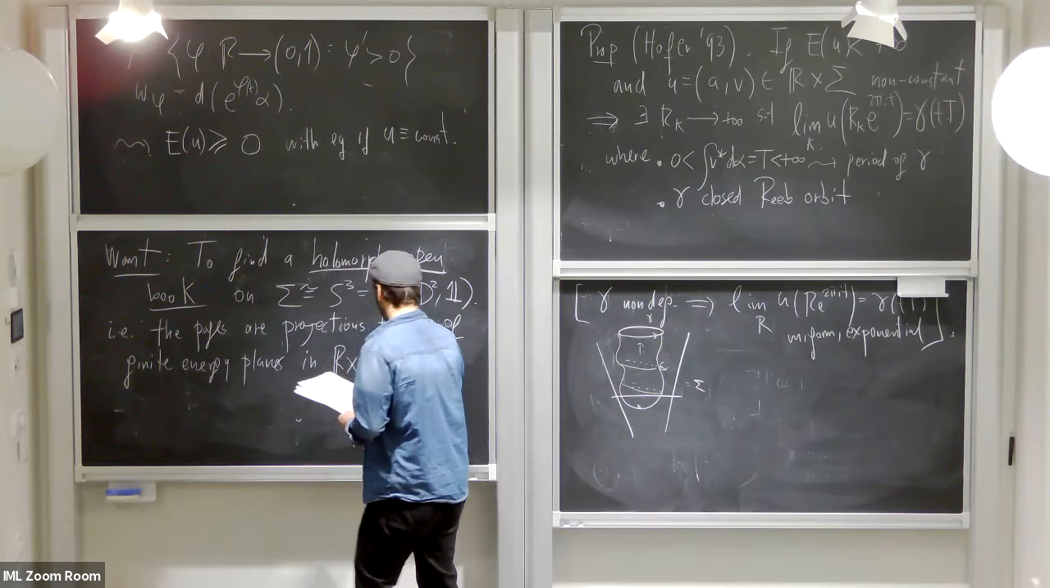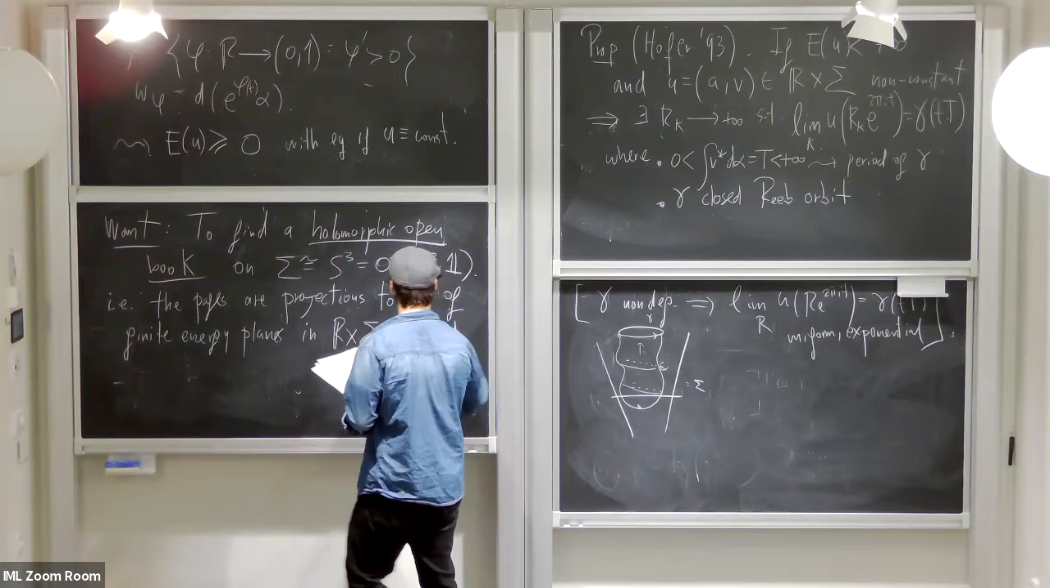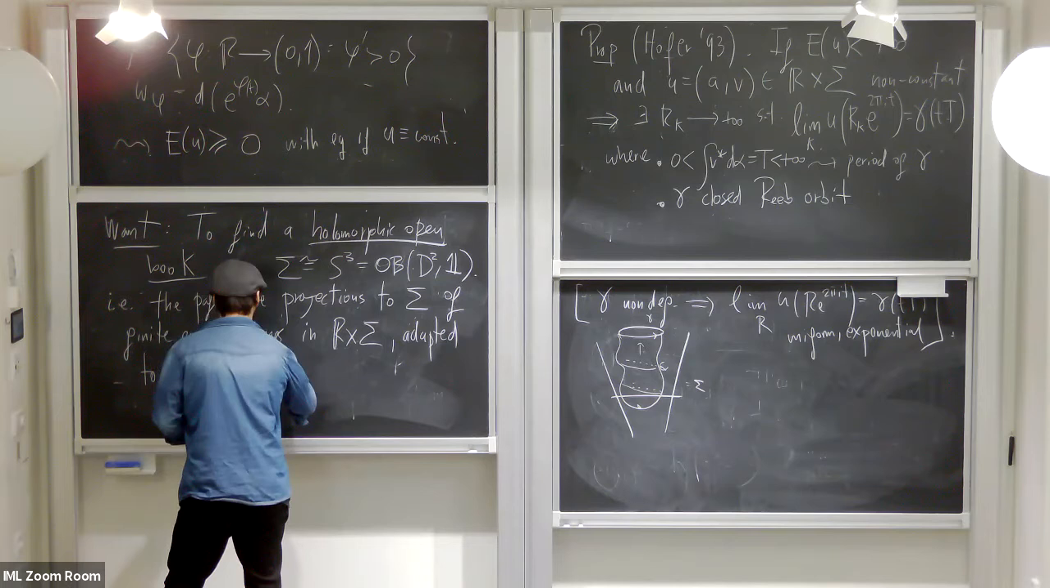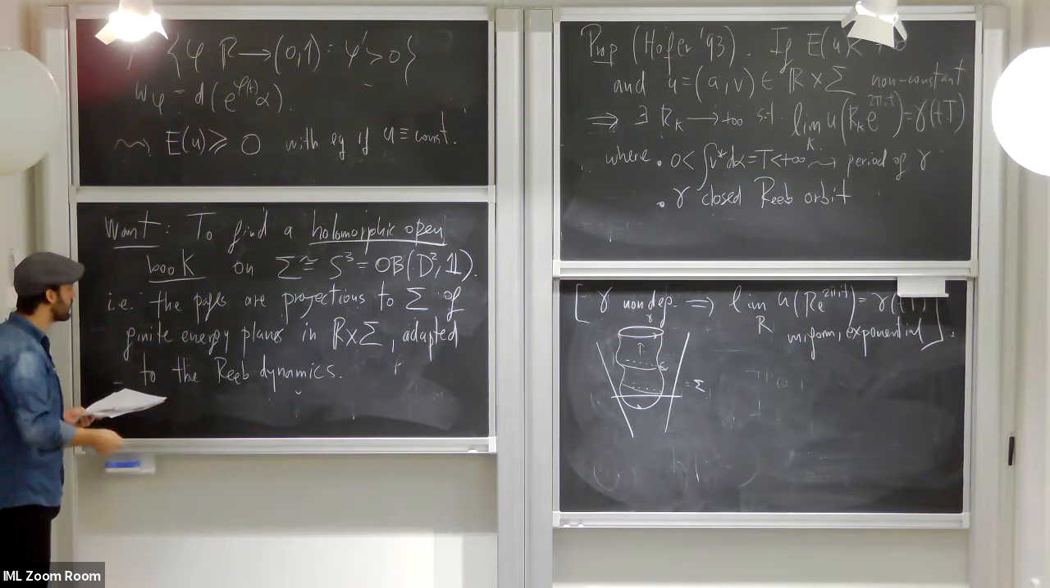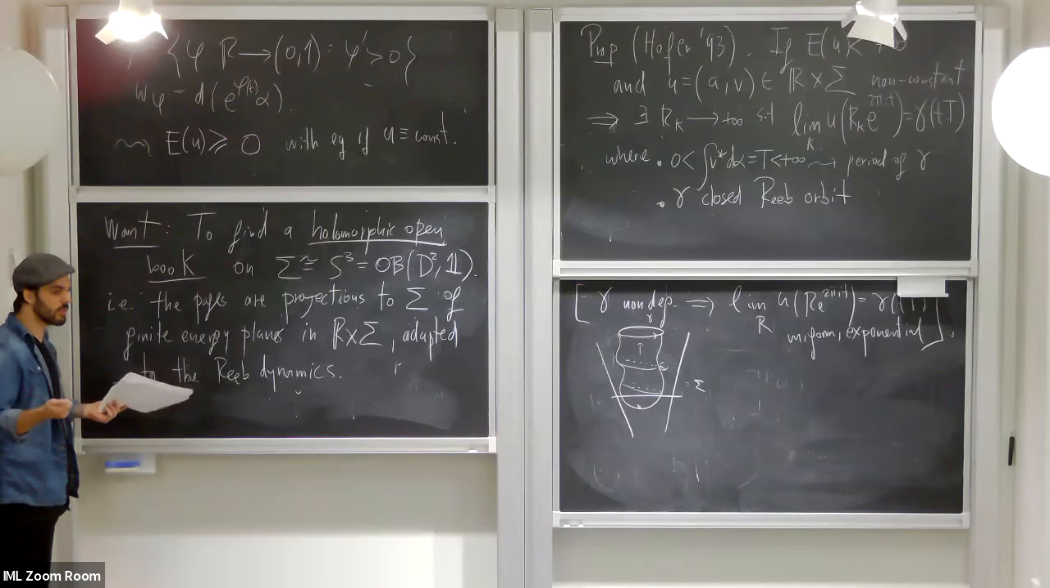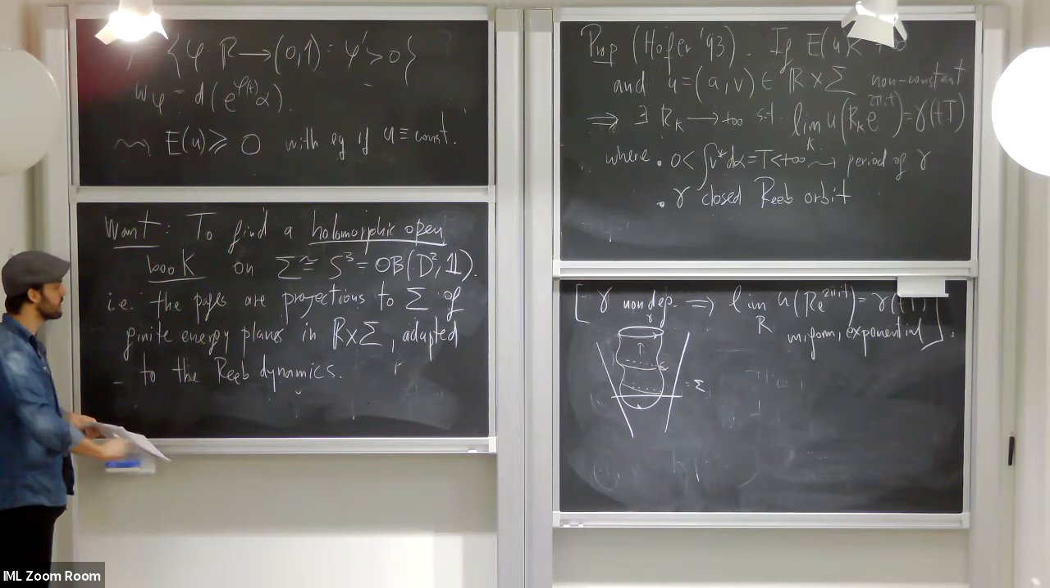And well, the open book is also adapted to the dynamics. Adapted to the wave dynamics. So remember, this just means that the boundary of the binding of the open book, which in this case will be a circle, is a Reeb orbit. It's going to be precisely the asymptotic limit gamma of the finite energy plane. And the Reeb dynamics is transverse to the interior of each page.